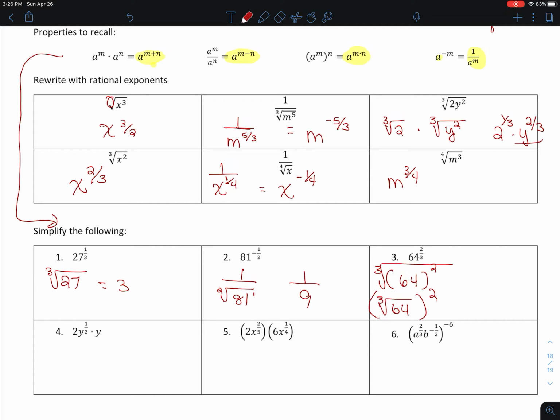If you recall back when we did sum and difference of cubes, the cube root of 64 is 4. So this is 4 squared, which we can all do. Apparently we all can't do it. 16.